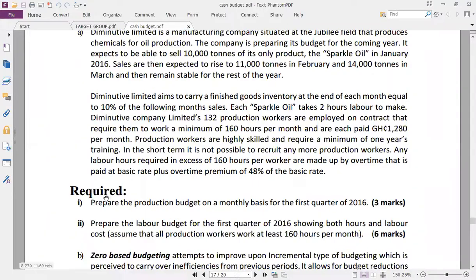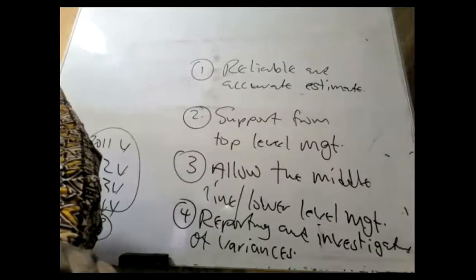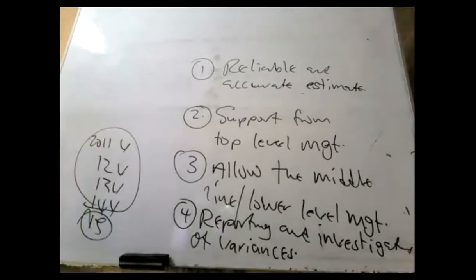You are required to prepare the production budget on a monthly basis for the first quarter of 2016, three months. Prepare the labor budget for the first quarter of 2016, showing both labor costs. Assume that all production workers work at least 160 hours a month. So in fact, we need to prepare the production budget. It is one of the functional budgets.